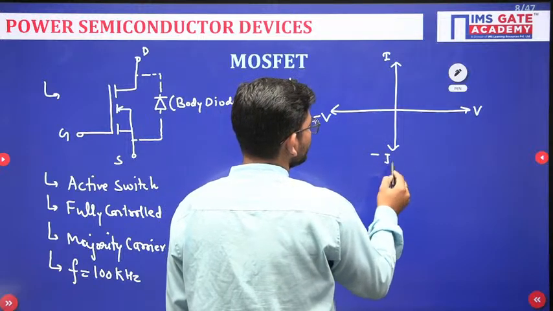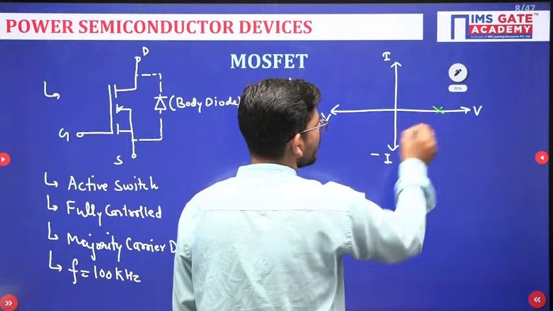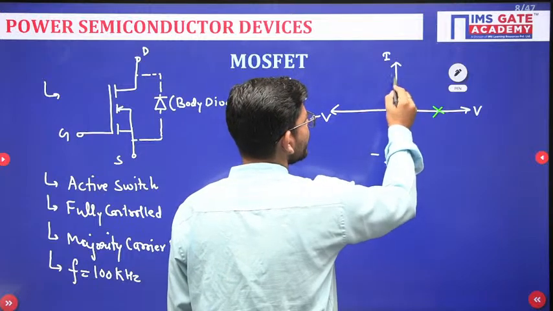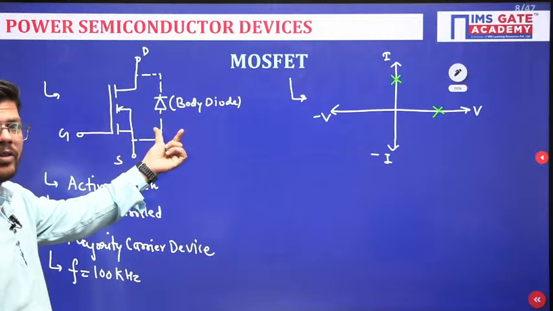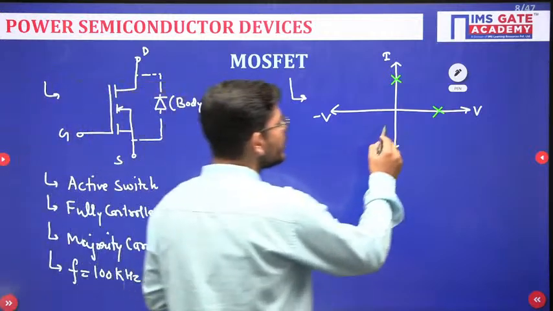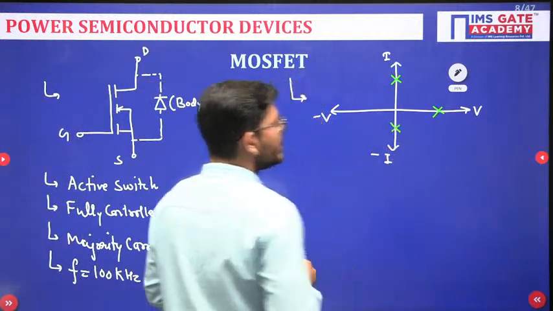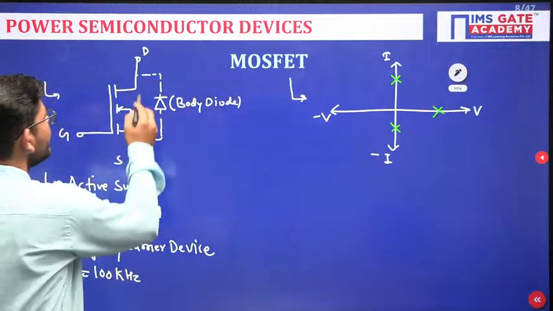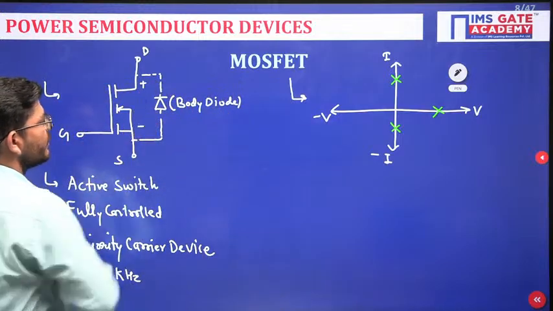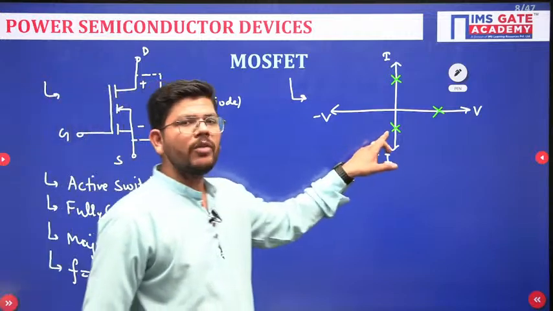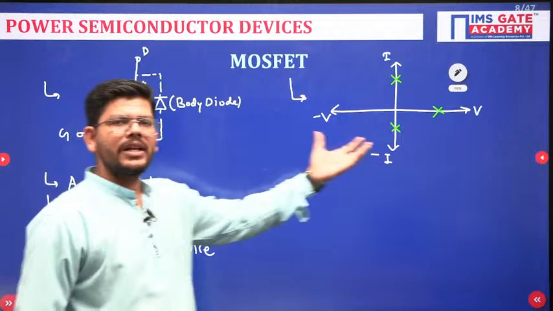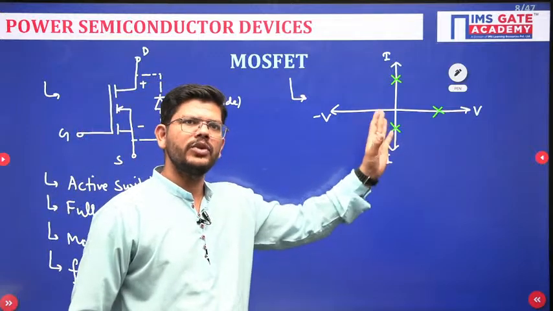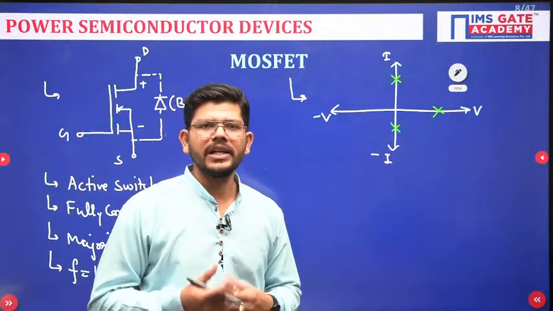It is capable of blocking positive voltage and capable of carrying positive current. But due to the internal body diode which is present here, it will also be capable of carrying negative current. You will apply voltage like this here. So it will be capable of carrying negative current just because of this body diode. Since it is a transistor family device, it will give you a switch realization like a transistor.